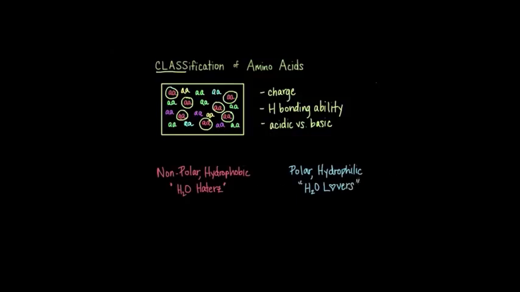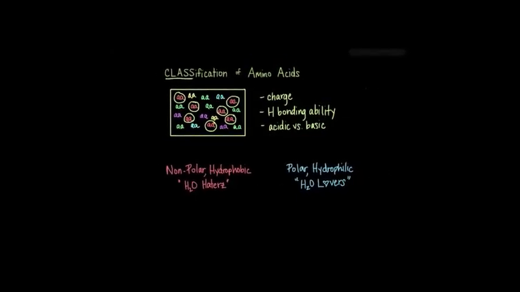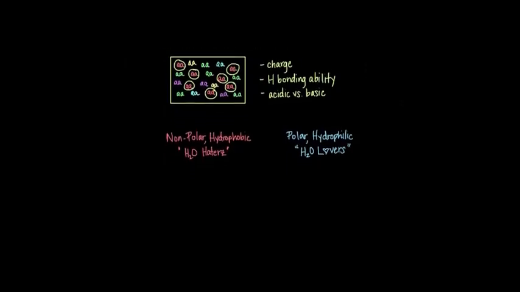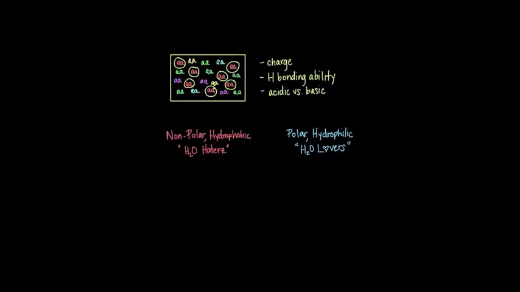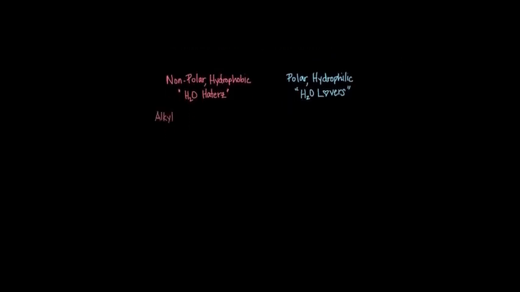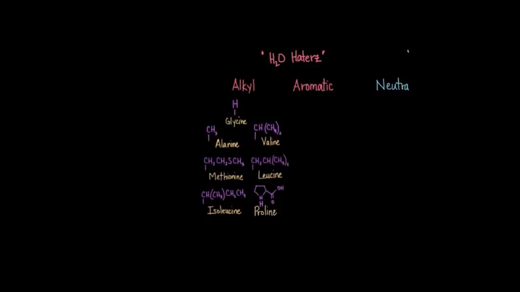And then within the two groups of nonpolar hydrophobic and polar hydrophilic amino acids, you then have a further breakdown into subgroups. And those subgroups include those amino acids that have alkyl side chains, aromatic side chains, neutral ones, acidic ones, or basic ones. So let's take a closer look at those amino acids that have alkyl groups as side chains. And as you can see here, we have 7 different amino acids, and I've just drawn out the side chain for you. I've left the rest of the molecule out just to fit everything in here.